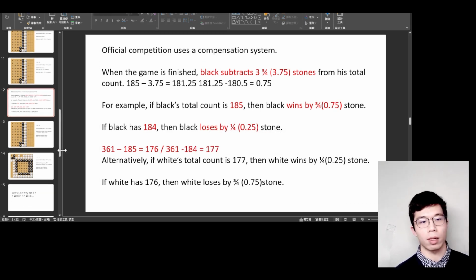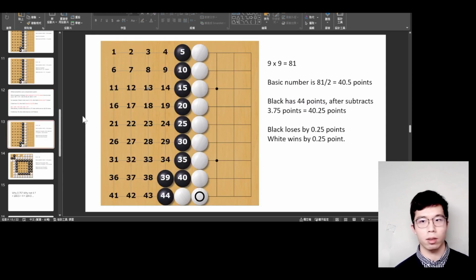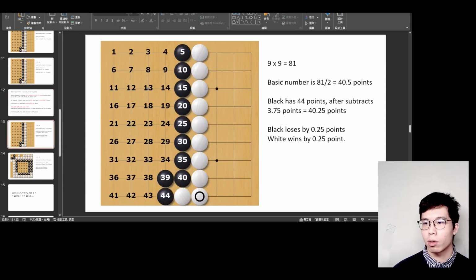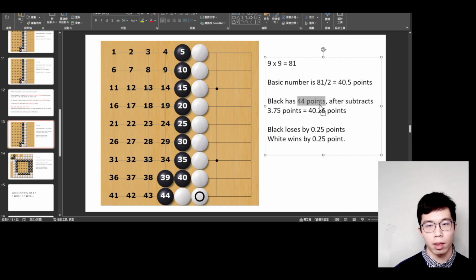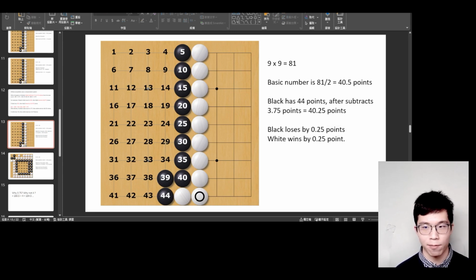To explain the Komi, let's use the small board again. Now, black has 44 points. Let's assume the Komi is the same, 3.75 points or stones. Then after subtracting this number, black only has 40.25 points. As the basic number is 40.5 points, black will lose by 0.25 points. And alternatively, white wins by 0.25 points.